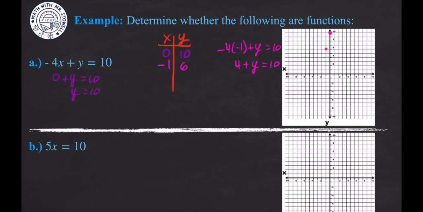Let's see if we have any more points. Let's try -2. If we try -2, this would end up being -4 times -2, which is +8, plus y equals 10. So 8 plus 2 is 10. So at -2, we are at +2.